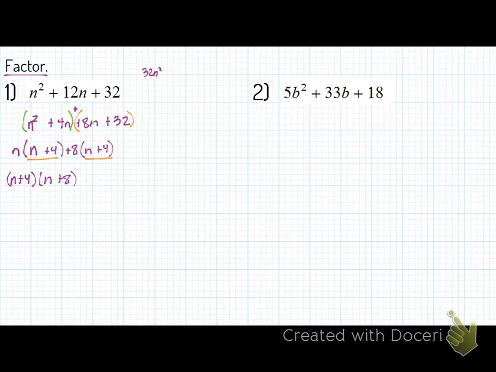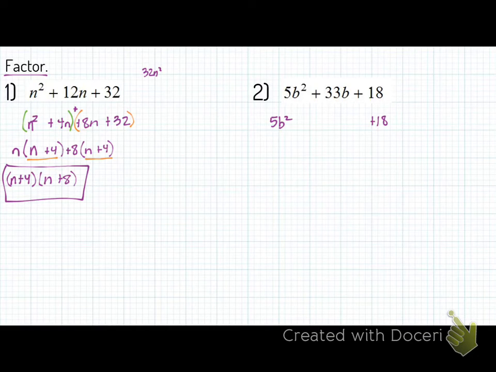Ready? No writing right now. Okay, so the second problem now, and of course you want to box your answer. Second problem. We got 5b squared plus 33b plus 18. Eyes up here. I notice it's squared, the last term's a constant, and there's a term in the middle, so it's a trinomial. I'm going to try to break it apart. You got 5b squared I'm going to bring down, and then positive 18 I'm going to bring down.